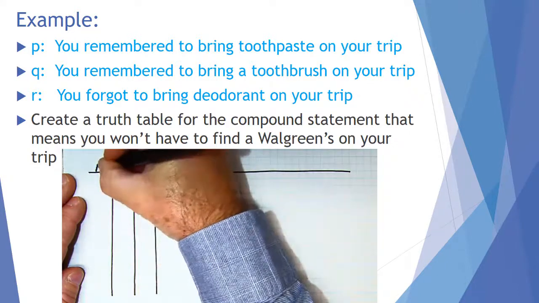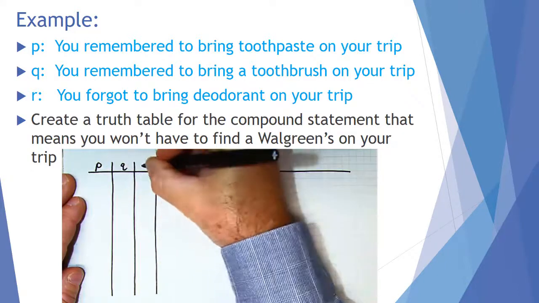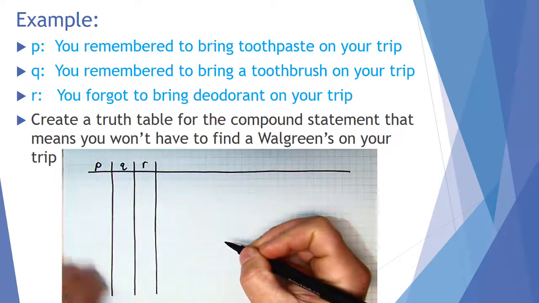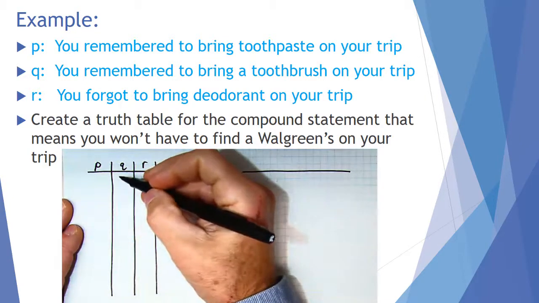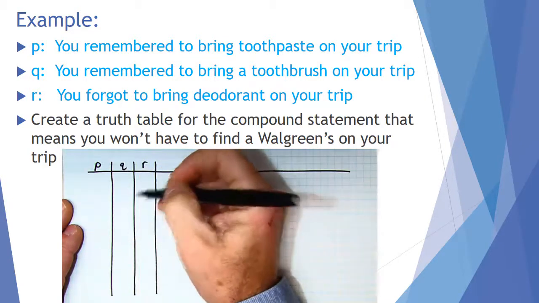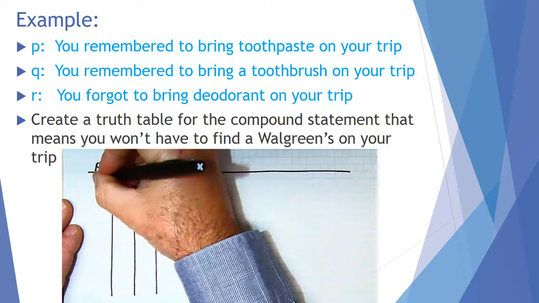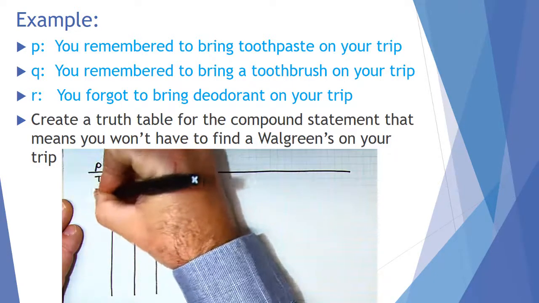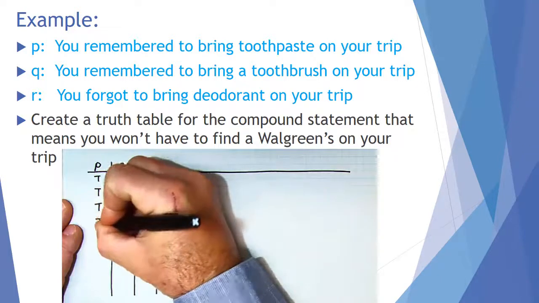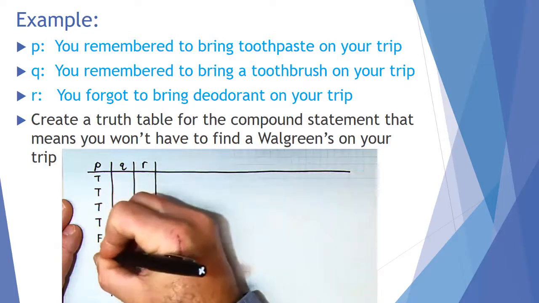Okay, so we're going to have a P column, a Q column, and an R column. And here again, we have 3 simple statements. 2 to the third is 8. We're going to have 8 rows. Following the same pattern, we're going to have 4 trues for P, followed by 4 falses.